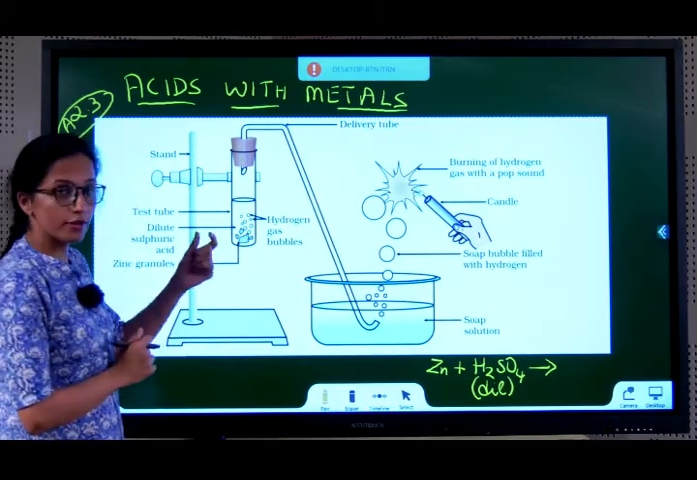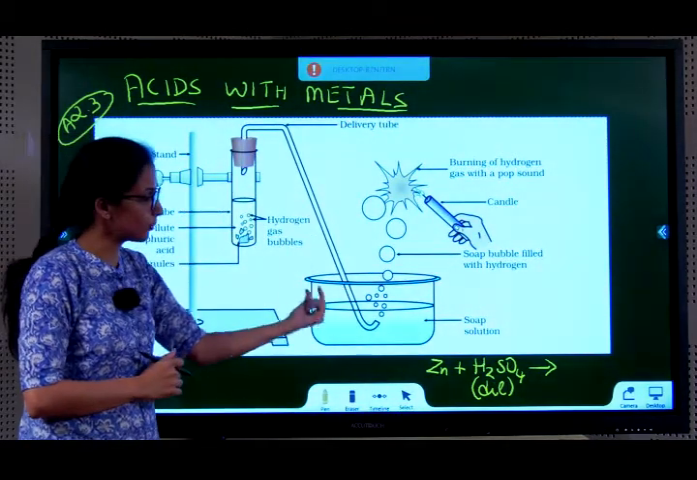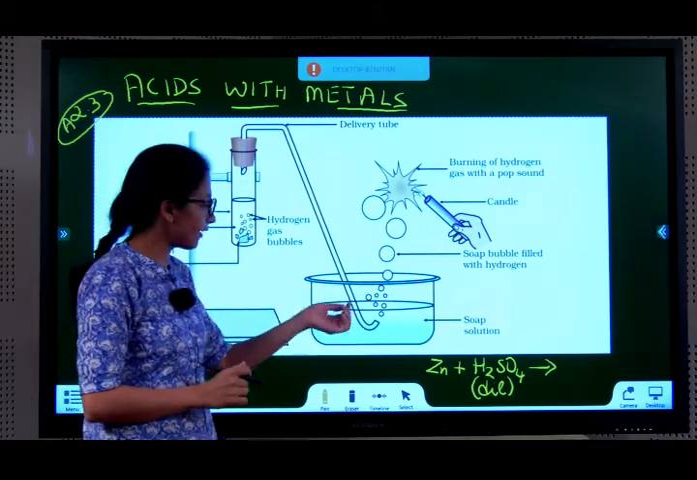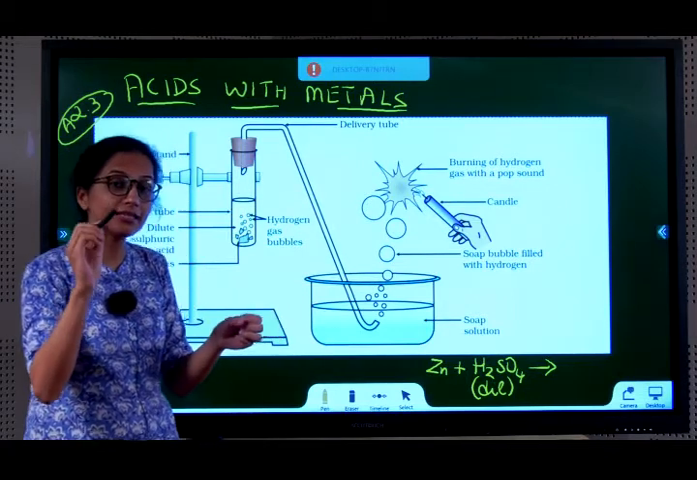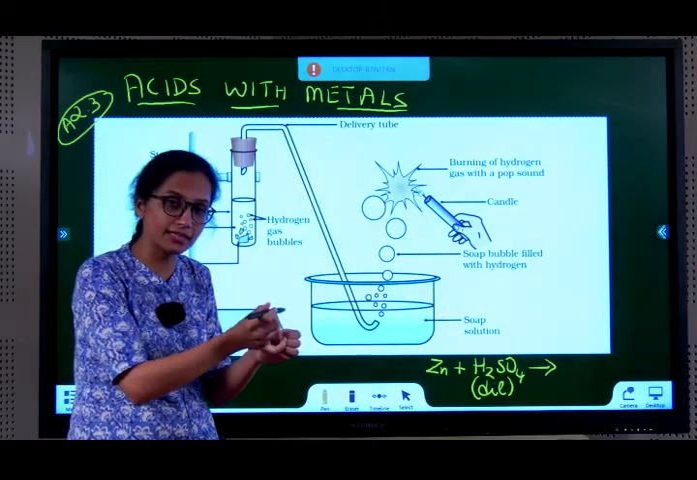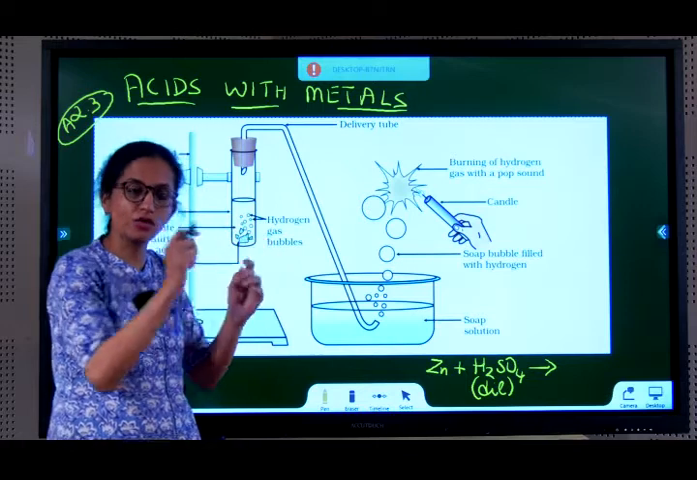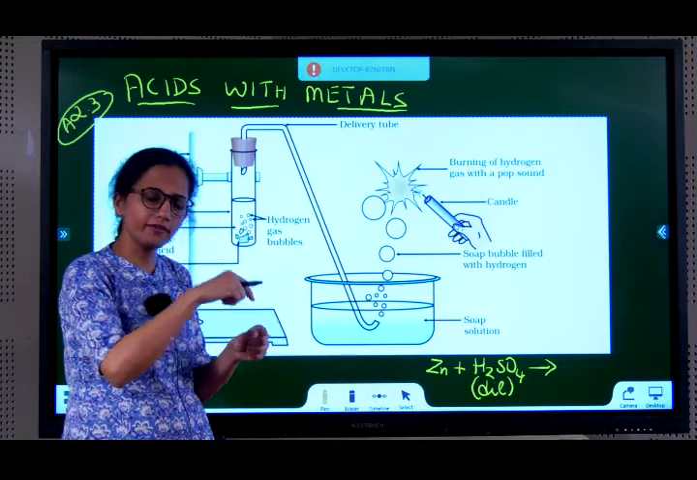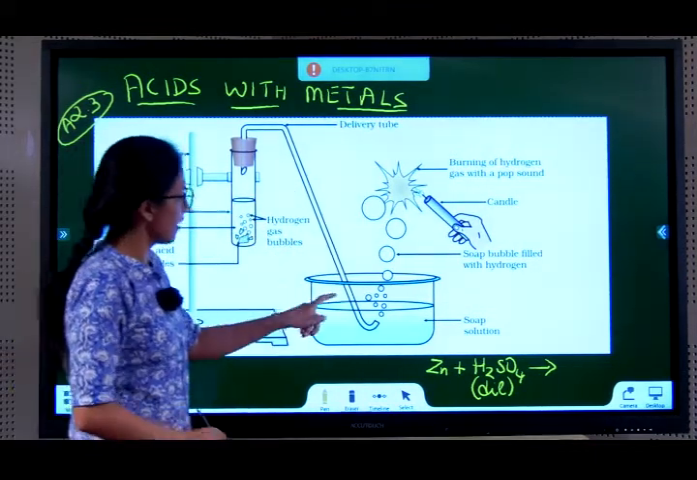Anyway, moving back, the gas coming out is passed through the delivery tube into a soap solution. Why a soap solution? Because if I don't use a solution and the gas comes out directly, hydrogen gas is colorless. Will you be able to see the gas coming out? No. To know exactly where the gas is coming out, if I use a soap solution, I will be able to see the bubbles. You must have all played with a soap toy where you dip it and blow and a bubble comes out through the soap solution. Yes, very similar to that.